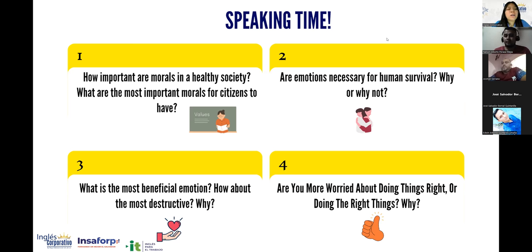And in your opinion, Nelson, what are the most important morals for citizens? What is the meaning of citizens? Ciudadanos. Okay. Yes. So what are the most important morals for citizens to have? Give me three. Respect. Respect, yes. No sé cómo decir empatía. Empathy. Solidaridad. You can say solidarity. Solidarity, empathy, and respect. Perfect. Very good.